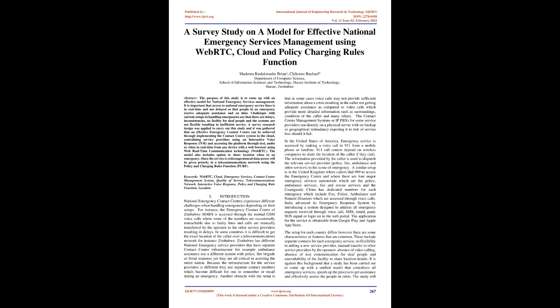In the United States of America, emergency service is accessed by making a voice call to 911 from a mobile phone or landline. 911 call centers depend on wireless companies to share the location of the caller if they can. The information provided by the caller is used to dispatch the relevant service provider, police, fire, ambulance, and other services, to the scene of emergency. A similar setup is in the United Kingdom, where callers dial 999 to access the emergency center and where there are four major emergency services nationwide, which are the police, ambulance services, fire and rescue services, and the Coast Guard.